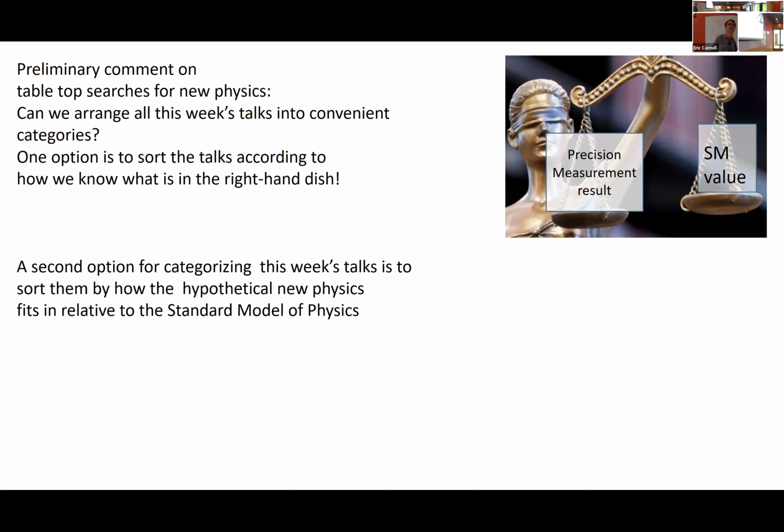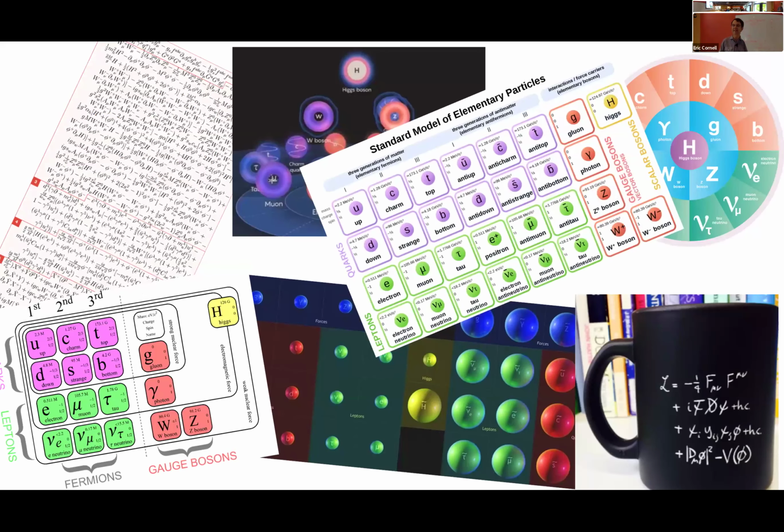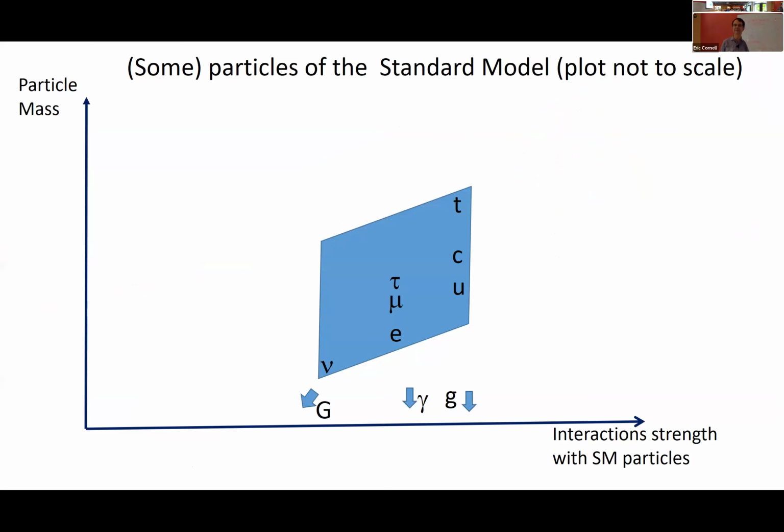Another way of separating all the talks we heard today is by seeing how the hypothetical new physics we're looking for might fit in relative to the standard model of physics. Everybody has a favorite graphical, visual representation of the standard model. I made my own for the purpose of this talk. Here's the standard model. On one axis, we have strengths of interactions with the other standard model physics. This is not all the particles, but it's many of them. On the other axis, we have mass.